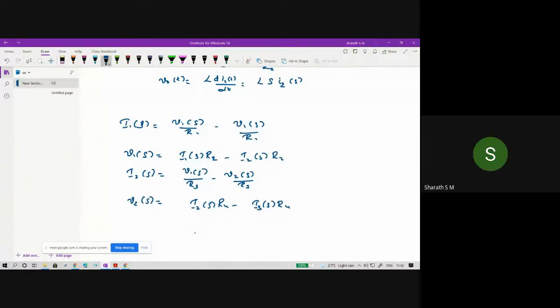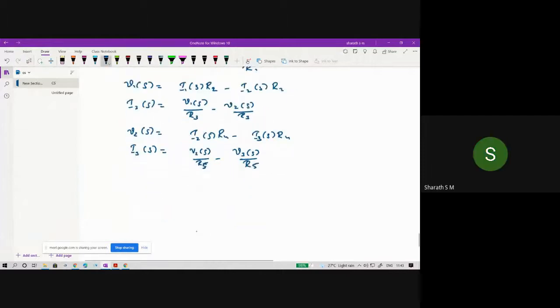What about I3 of S? I3 of S is equal to V2 of S minus V3 of S by R3. What about the last one, V0? V0 is equal to I3 into R6.